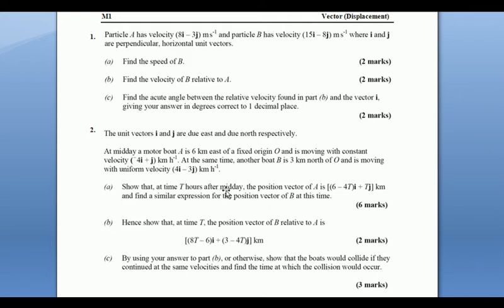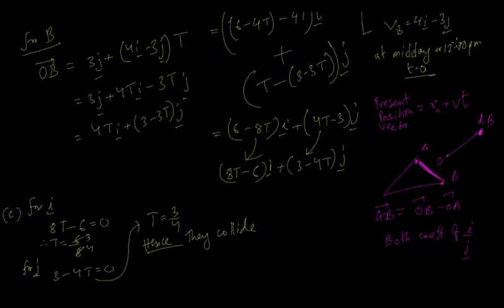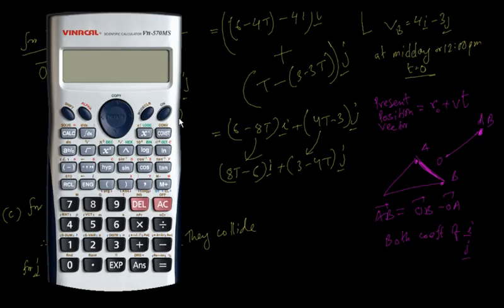So if the time is in t hours, and we start from 12 as the starting point, midday, that means 3/4 of 1 hour. So 3/4 hour means, if you multiply by 60, so 3 by 4 into 60 is going to be 45 minutes.